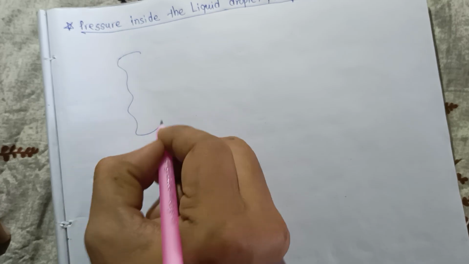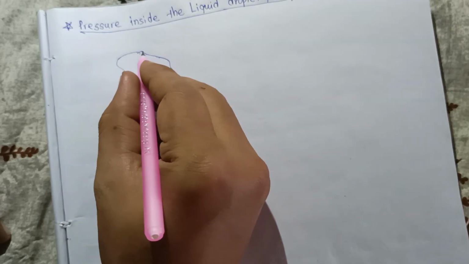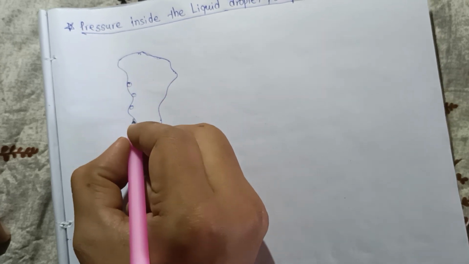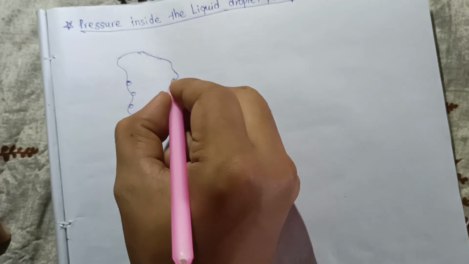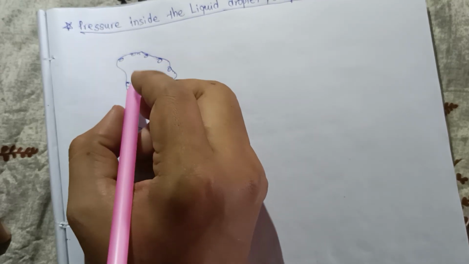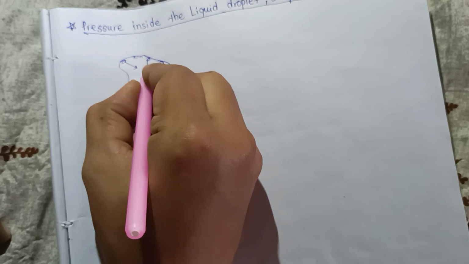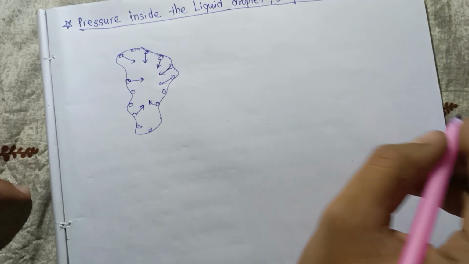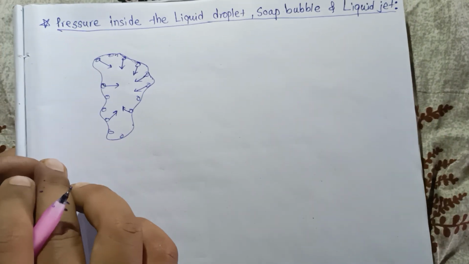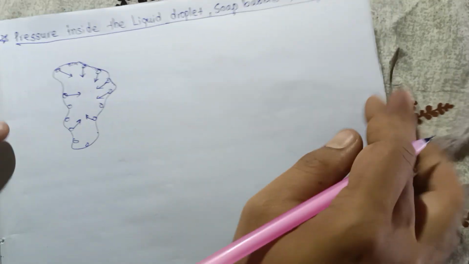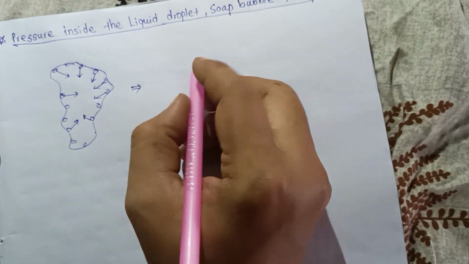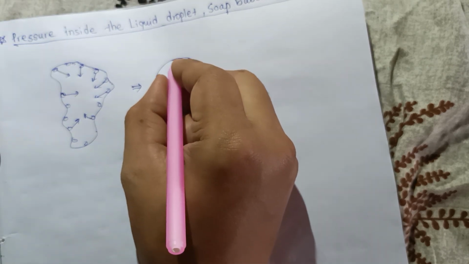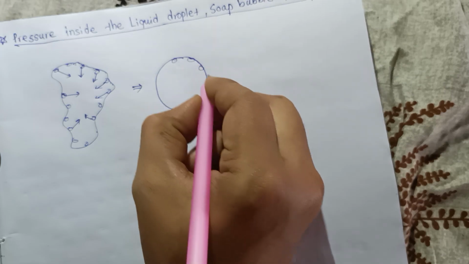So here there is a liquid, and due to the surface tension in each molecule, they try to decrease their area, and we know that the sphere has the lowest area, so it is converted to a spherical shape. Okay, so this is the spherical shape. So here is the molecule.